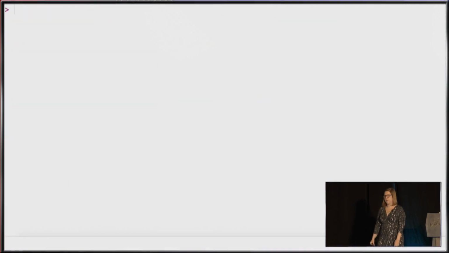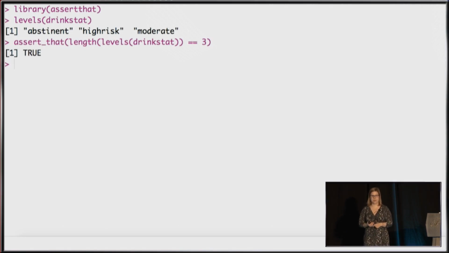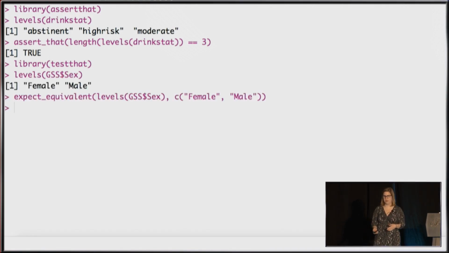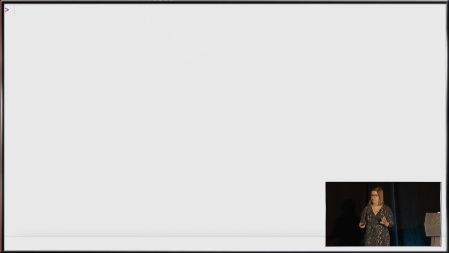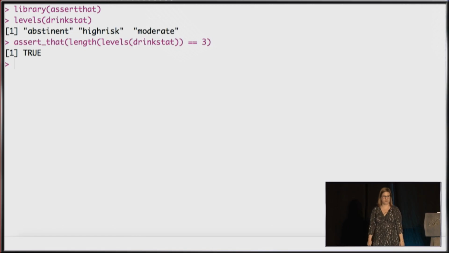The other thing that we talked about is maybe you could get some testing worked into your paper, right? So you have the number of levels, assert that the level should be equal to 3, or test that the levels should be female and male, just so that you can keep track of your analysis. Expect equivalent doesn't work if the levels are the right levels, but out of order, so that's on my wish list for future versions of the package.